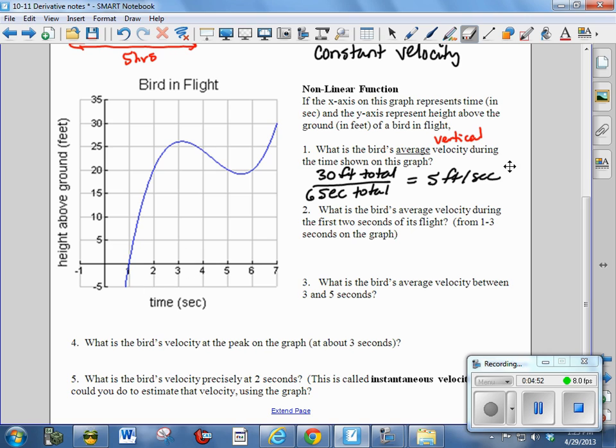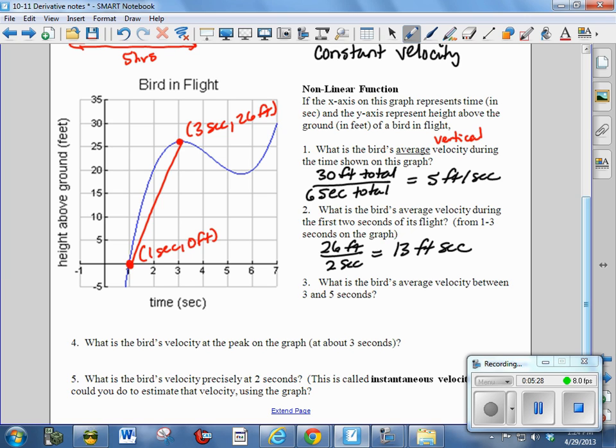What is the bird's average velocity during the first 2 seconds of its flight? We're starting at 1, 0, and we're ending up at 3 seconds, about 26 feet. And here we're at 1 second, 0 feet. Once again, we can treat this as the slope of the line between those 2 points. We went 26 feet in 2 seconds, or about 13 feet per second.